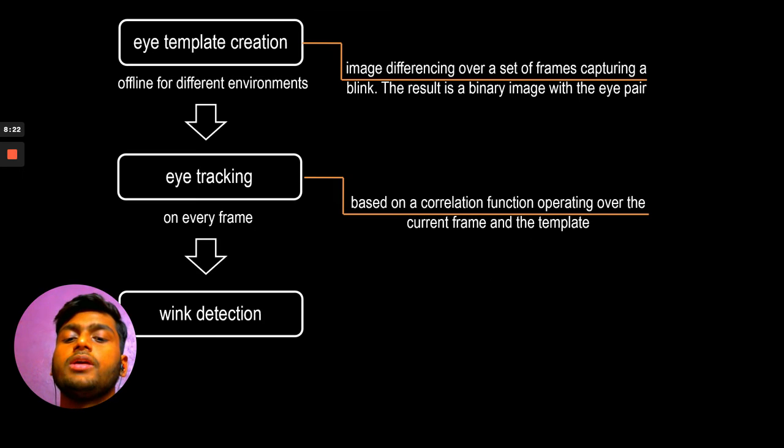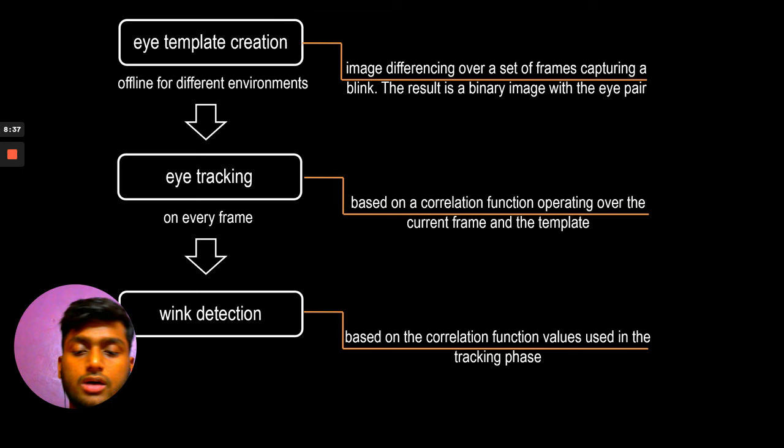Going ahead, wink detection. So first we created the eye template so that the machine knows what an eye looks like, what happens after it blinks, and how to track the eye. After that, it tracks where the eye is looking, and now the wink detection technology is based on the correlation function value used in the tracking phase. And now the evaluation: how the results were made, and how the technology worked after implementation. So let's see the experimental results.